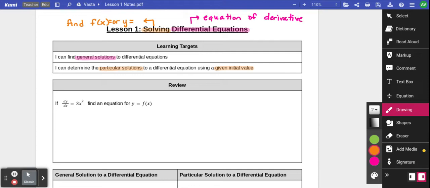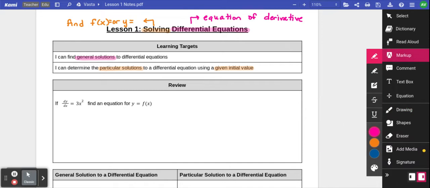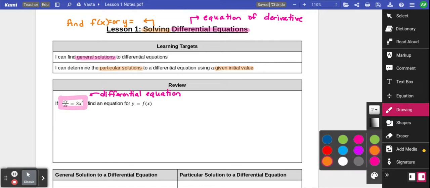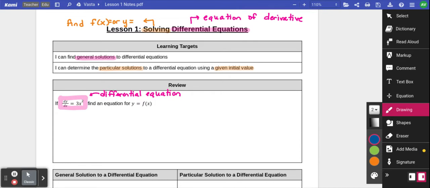Now, the good news is we've been doing this already. We called it just finding the antiderivative. So let's review that right now. An example of a differential equation is right here. And the reason that this is a differential equation is, again, it's the equation of the derivative. When I say solve the differential equation, what I really mean is find the original equation. So we know how to do that. We know that we can just do the antiderivative. The antiderivative of dy over dx would just be y, and the antiderivative of 3x squared would be x cubed, and then we need to write plus c.